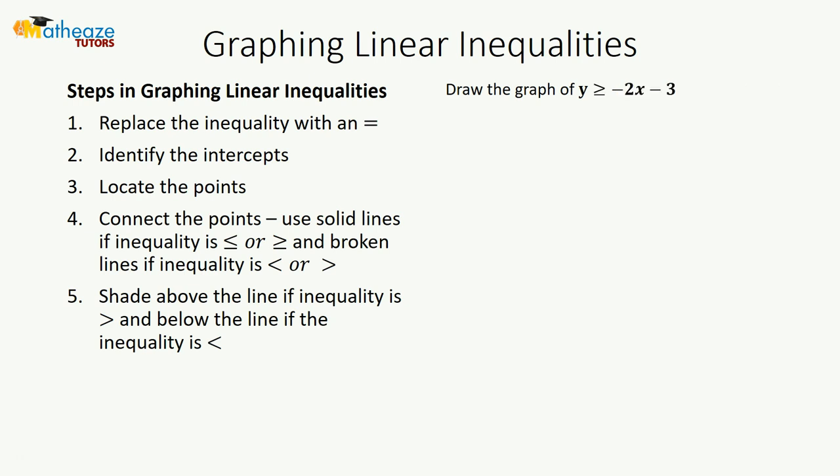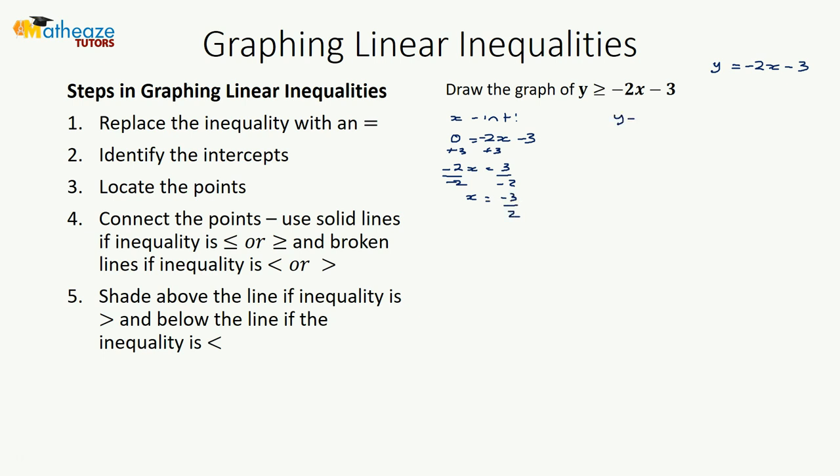Finally, we're going to look at this inequality here. I'm going to just write this here. It's just a good practice when you're dealing with inequalities. So y equal to negative 2x minus 3. So x-intercept, we're going to have 0 equal to negative 2x minus 3. We add 3 over here. So negative 2x equal to 3. And then we divide by negative 2, divide by negative 2. So x equal to negative 3 over 2.